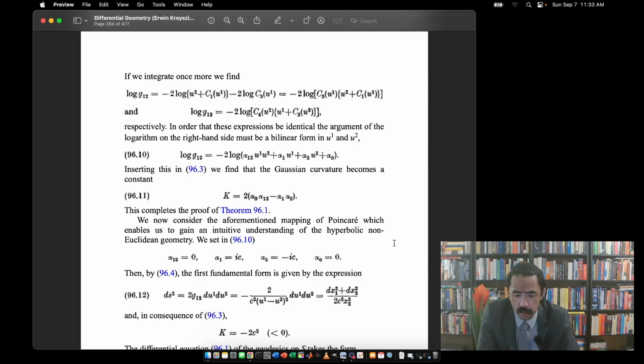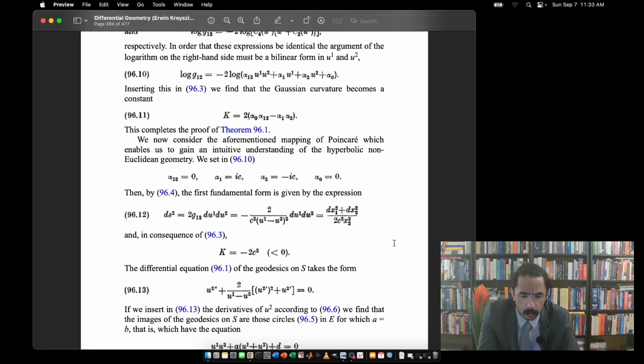In order that these expressions be identical, the argument of the logarithm on the right hand side in the square brackets must be a bilinear form in u1 and u2. Namely, the log of g sub 1,2 is equal to negative 2 times the logarithm of the quantity alpha sub 1,2 times u1 times u2, plus alpha sub 1 times u1, plus alpha sub 2 times u2, plus alpha sub 0. Inserting this into expression 96.3, we find that the Gaussian curvature becomes a constant, namely capital K equals 2 times the quantity alpha sub 0 times alpha sub 1,2 minus alpha sub 1 times alpha sub 2. This completes the proof of theorem 96.1.